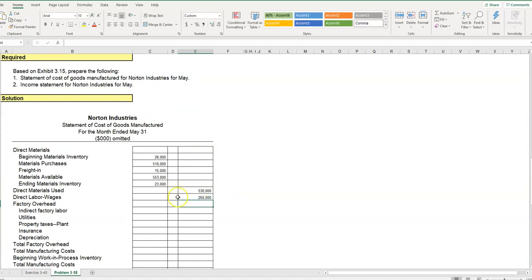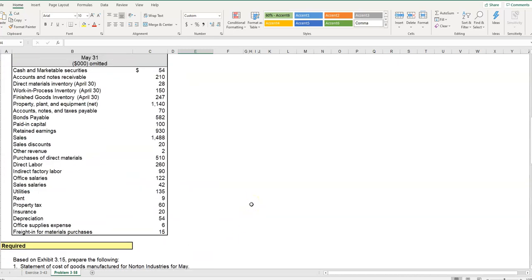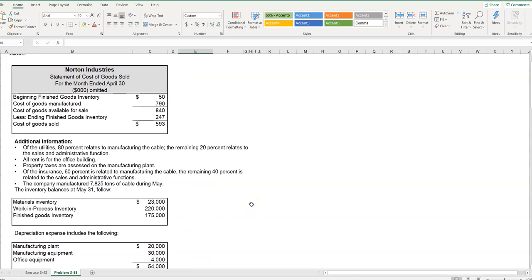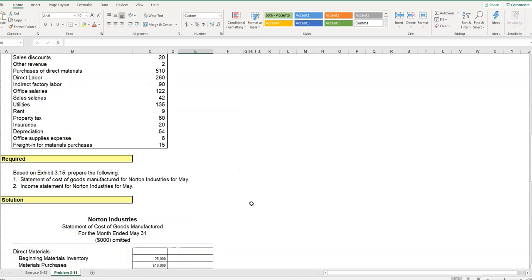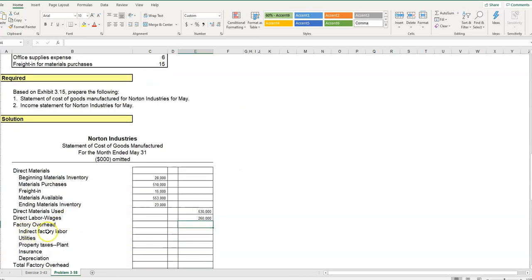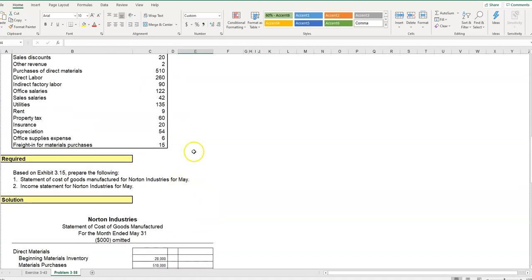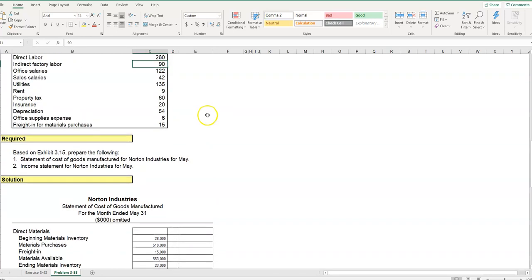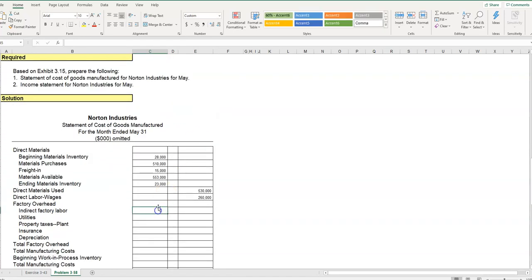The next cost that we're going to calculate are our factory overhead. So we want to look for our factory overhead costs. When we're looking at those factory overhead costs, we might need to consider these notes. So our first factory overhead cost is indirect factory labor. So we see indirect factory labor is $90,000.